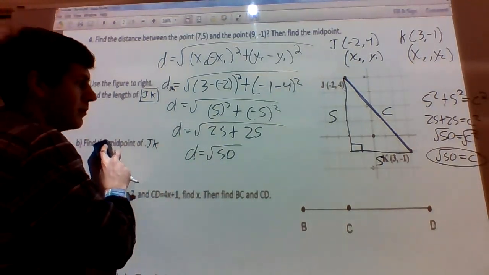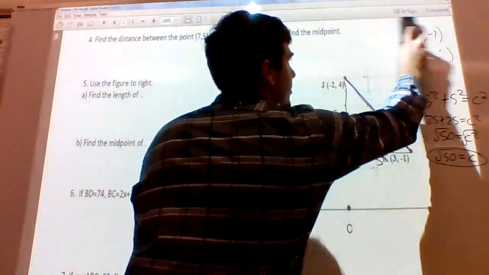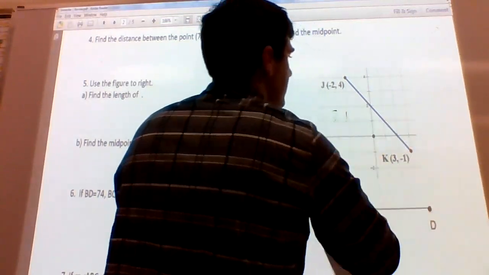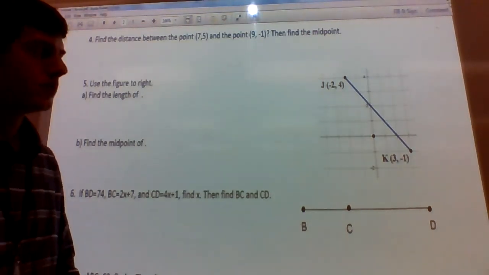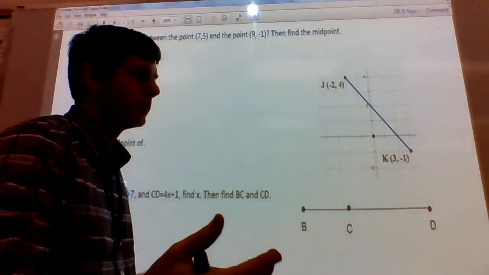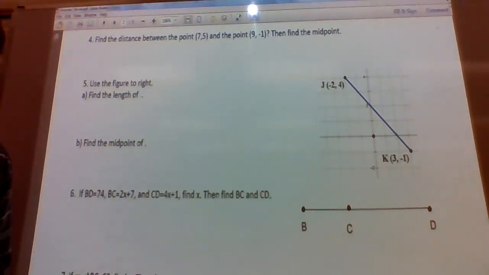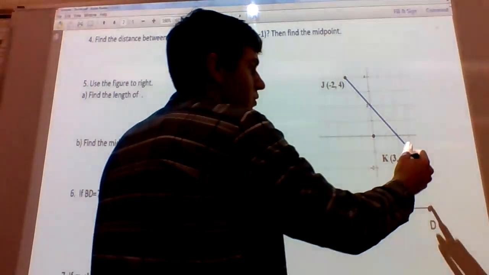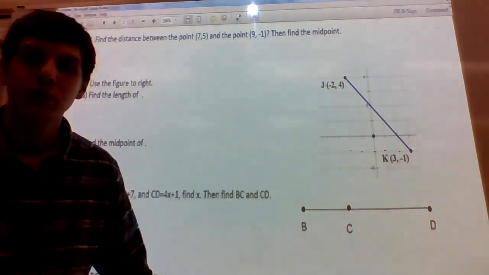Part B asks to find the midpoint. So I'm going to erase this so we can put some equations down for our midpoints. So if you remember, our midpoint is the average of the 2 points. We're trying to find the point that's exactly in between them. We can figure this out without even writing a formula and trying to solve. We just said this was 5 units long. What's half of 5? 2.5.